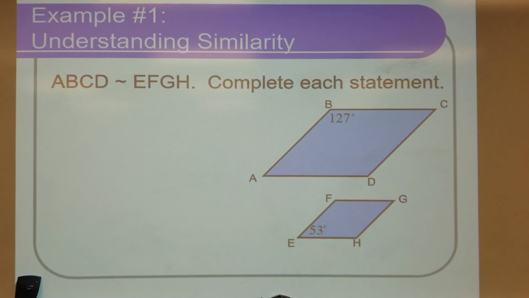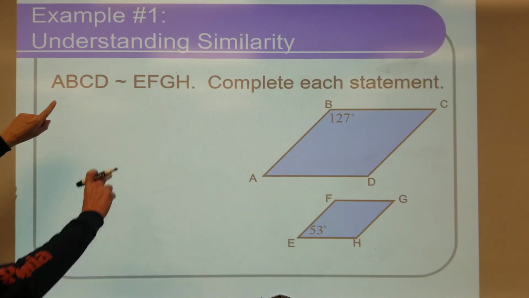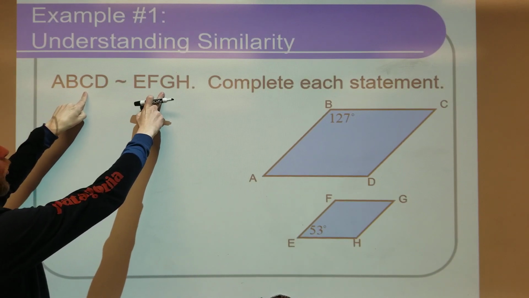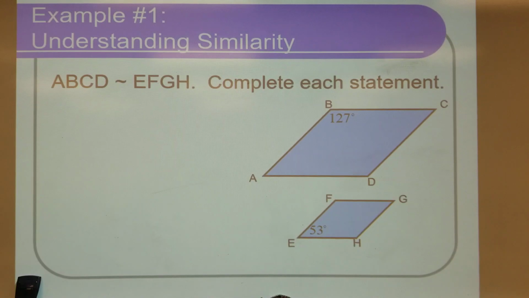In this situation, there's a lot happening in this picture, so do your best to draw those pictures. We've got these two, what appear to be parallelograms or rhombuses, but we'll just call them quadrilaterals for now. We've got A, B, C, D, and we've got E, F, G, H. We are saying that they are similar to each other. This notation means similar, and the order of the letters indicates the corresponding parts, just like it did back in our congruence units.